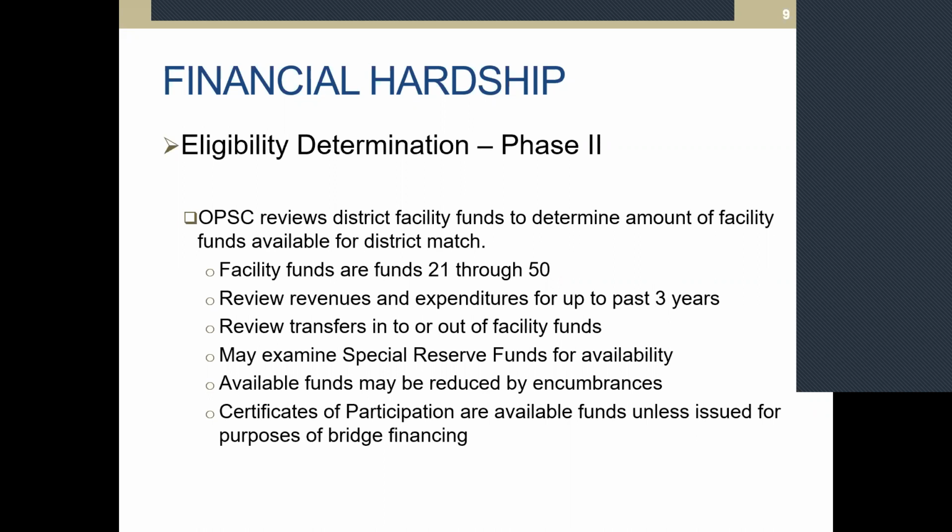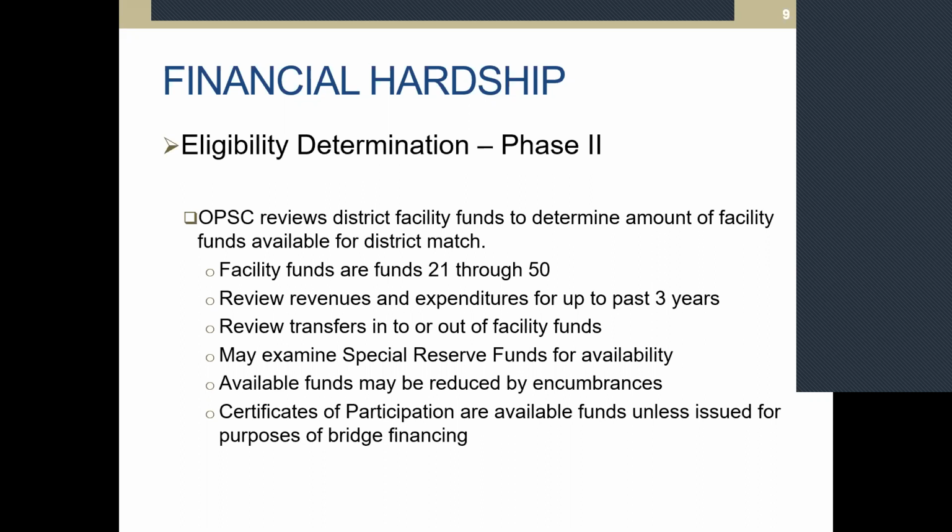For example, if you had bond funds in Fund 21, you'd submit a fund worksheet for Fund 21. If you're collecting developer fees, then you submit a fund worksheet for Fund 25 showing those developer fees. If you had previous SFP projects and you have funding from the state, that's usually sitting in Fund 35, so you'd submit that fund worksheet showing those funds that you have in Fund 35.